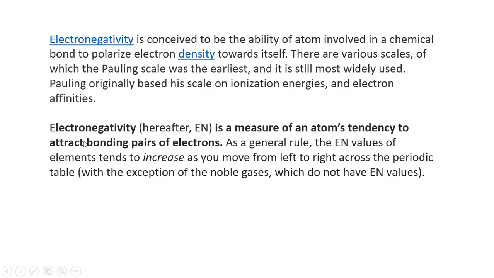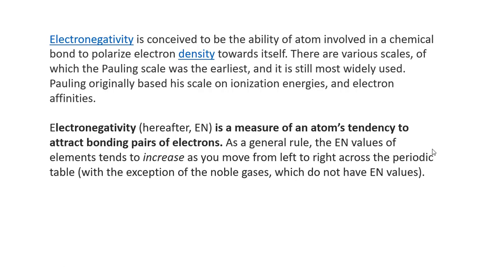Another book also describes electronegativity, which is symbolized EN, as a measure of an atom's tendency to attract bonding pairs of electrons. So the stronger the electronegativity, an atom that has a stronger EN will steal an electron towards itself from another atom. As a general rule, the EN values of elements tend to increase as you move from left to right. We have an exception for the noble gases, which do not have EN values. Noble gases in the periodic table of elements have no EN values in the Pauling scale.